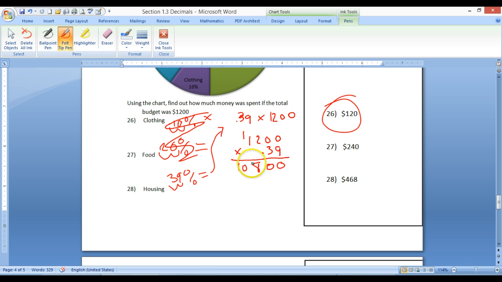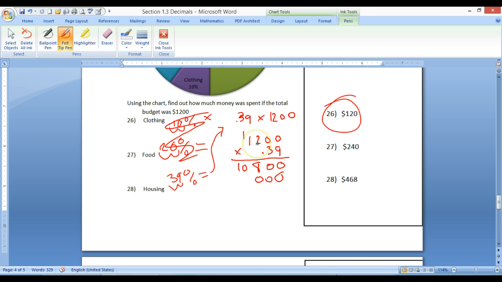All right, now I need to multiply with a 3, but it's in the second place value, so I need to make sure I do a 0 here. 3 times 0 is 0. 3 times 0 is 0.